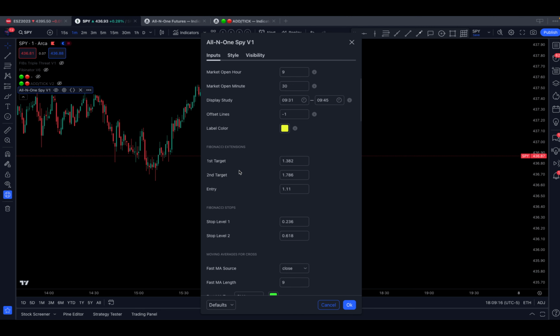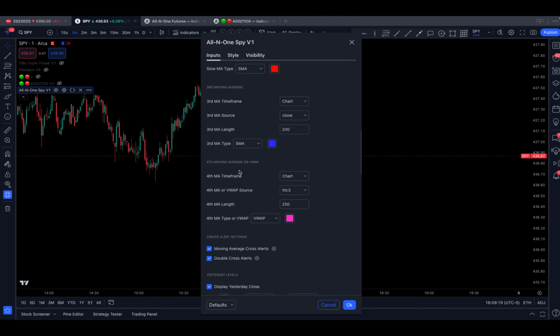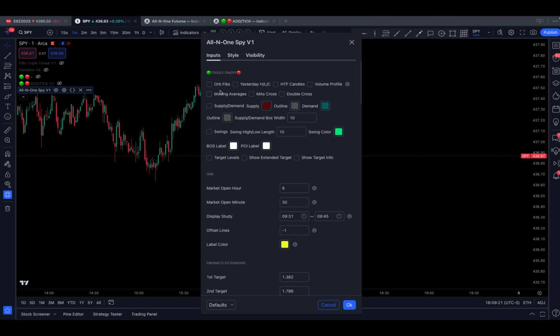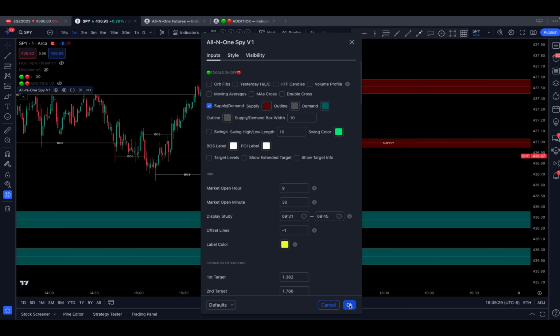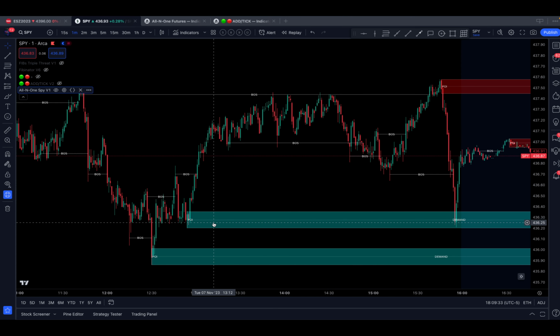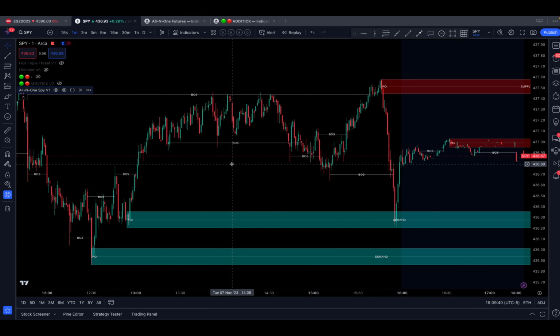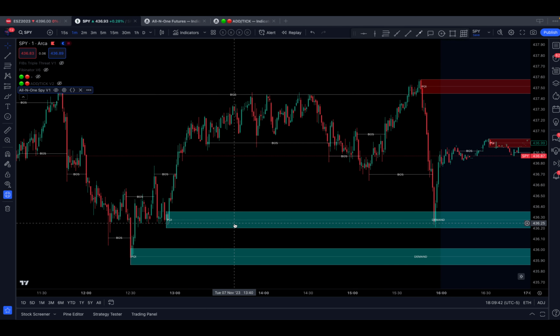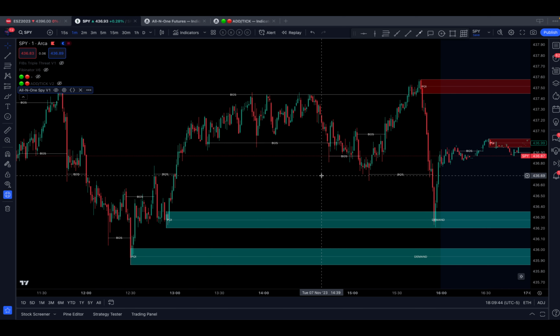Same thing with the moving averages. It's the same setup as the futures lines, and you could pick from four different ones. There's also a supply and demand area here. What this does is give you a rough guesstimate, because you hear some people trade, hey, this is the demand area, this is the supply area. This will plot those for you, the demand area and the supply.